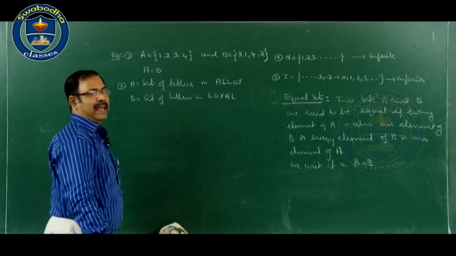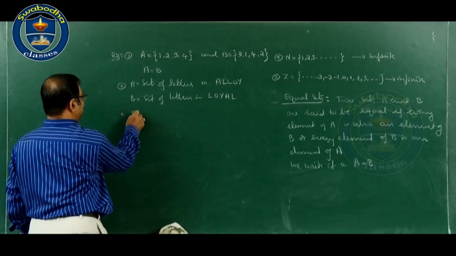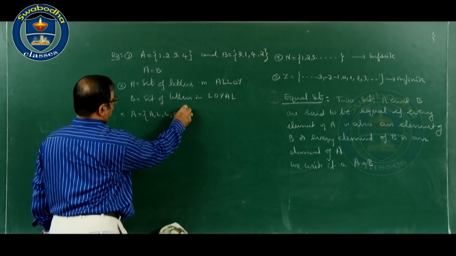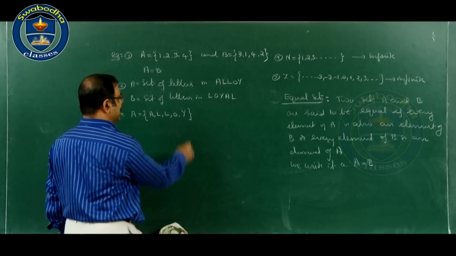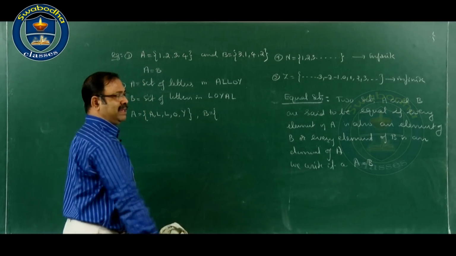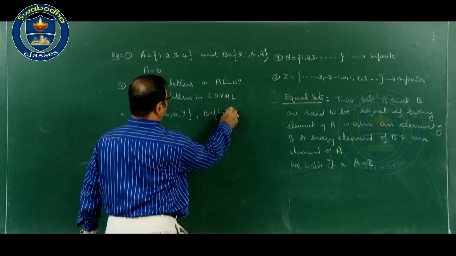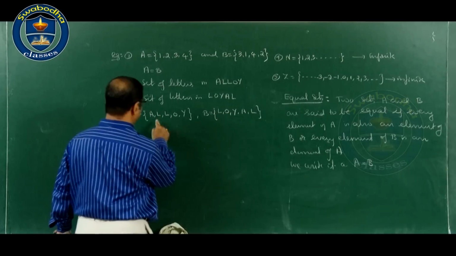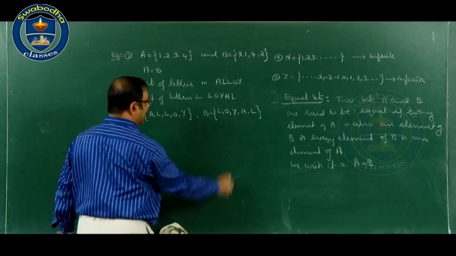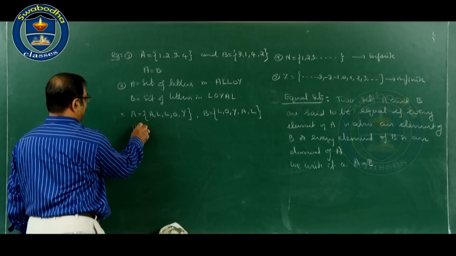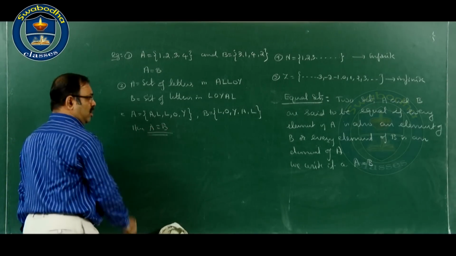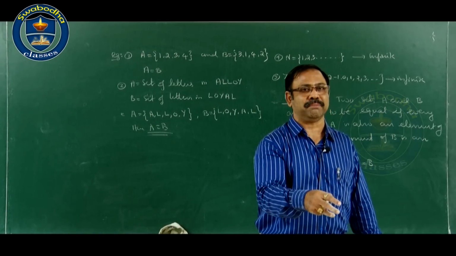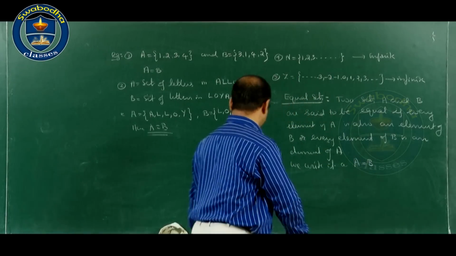Now we can write A is equal to, listing the elements of alloy, A, L, O, Y. Then similarly, what is B? Tell me. B is equal to L, O, Y, A, L. So L, then O, then A, then Y. So A is equal to B. Therefore, two sets are said to be equal if the elements of A are the same as the elements of B, or the elements of B are the same as the elements of A.